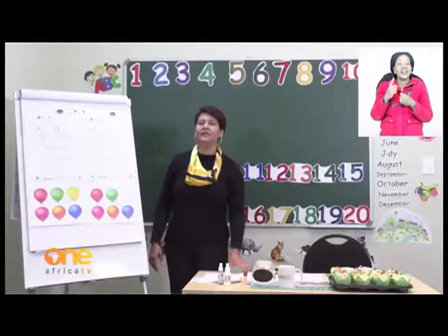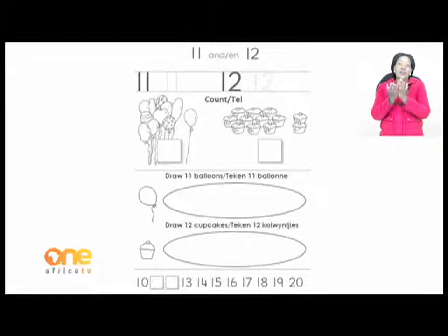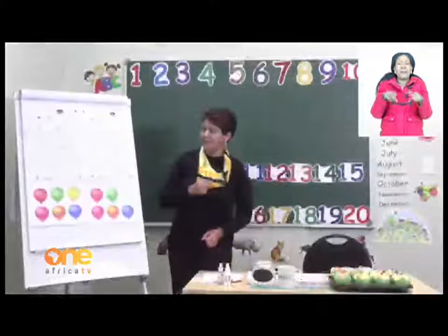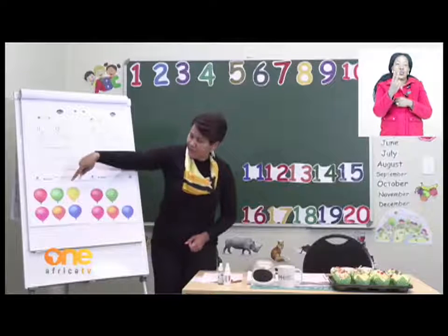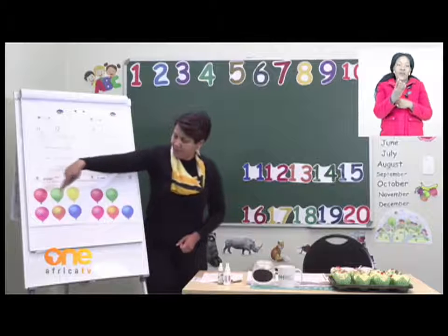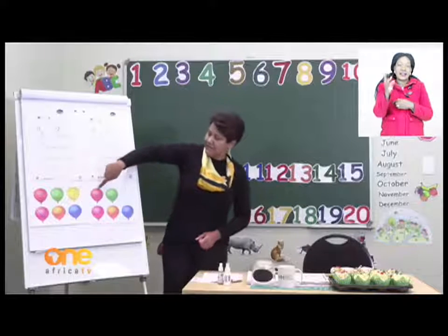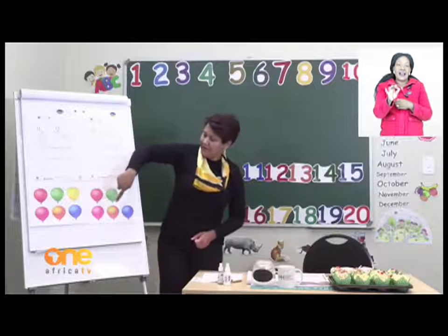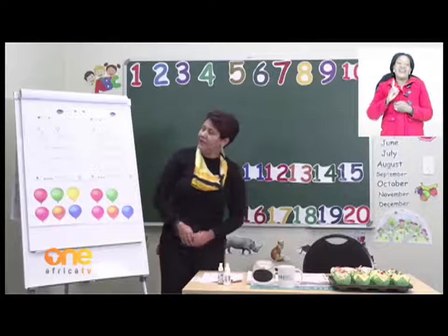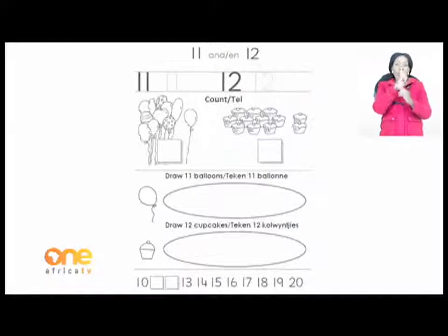Okay, so now let's turn to page 5 in our booklet. On page 5 in your booklet, there's a counting exercise. It's counting from 11 and 12. Okay, what will we do there? There are some balloons. Wow, I hope we're going to have a party later. Let's count the balloons. 1, 2, 3, 4, 5, 6, 7, 8, 9, 10, 11. We have 11 balloons. Make sure you fill in 11 balloons on your worksheet.